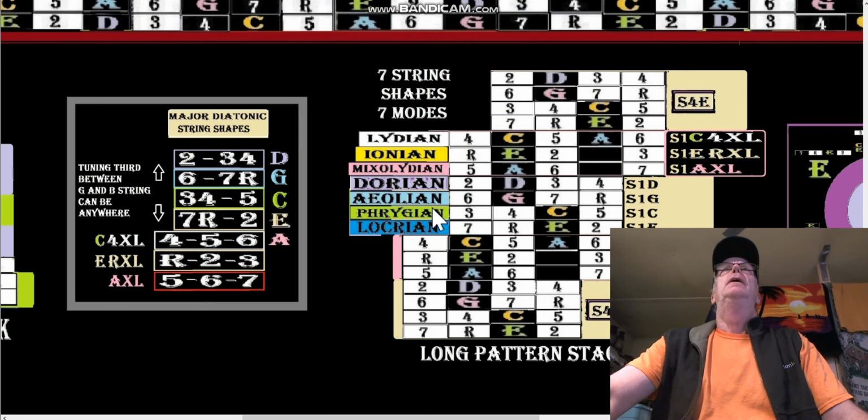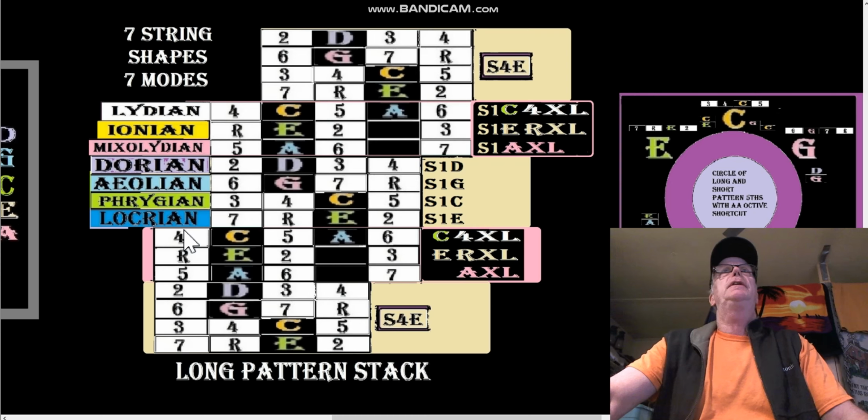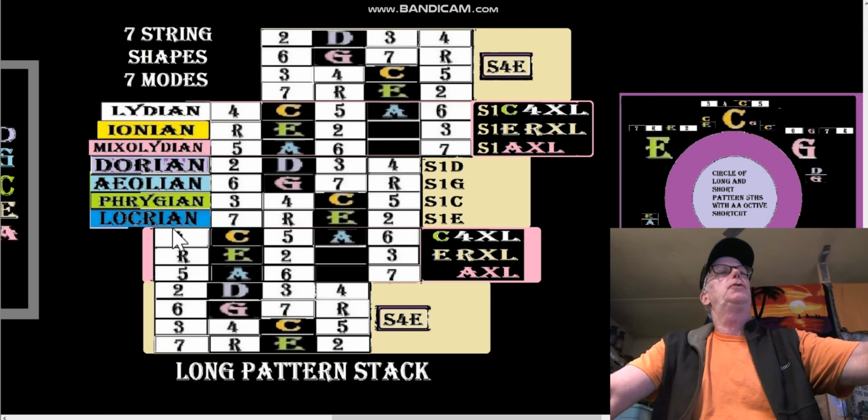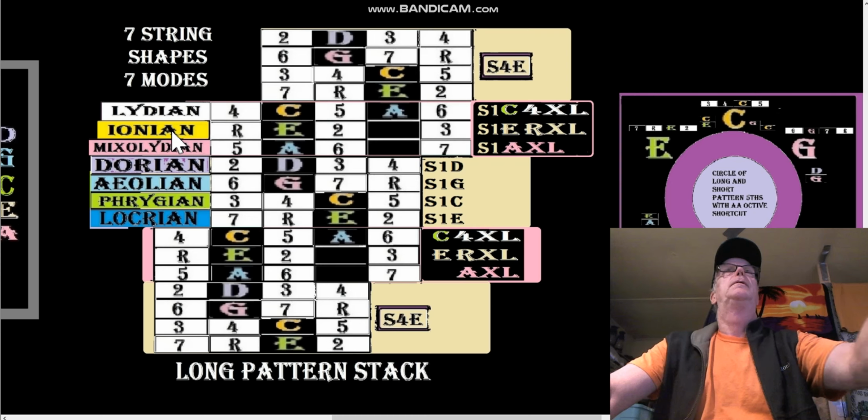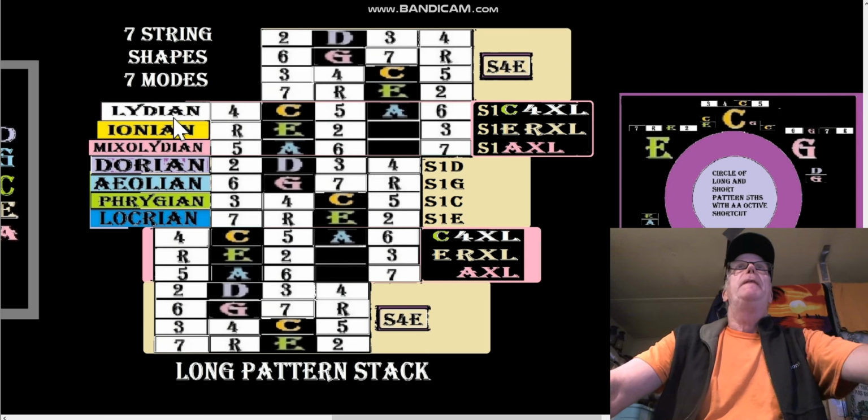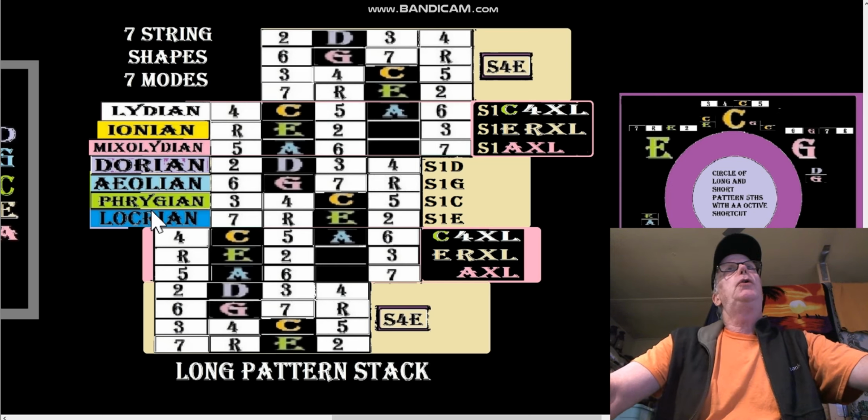Now, we have 7 labels here, 7 scales: Locrian, Phrygian, Aeolian, Dorian, Mixolydian, Ionian, Lydian. Okay? Now they are strictly only the modal scales if we use a diatonic scale at that point.